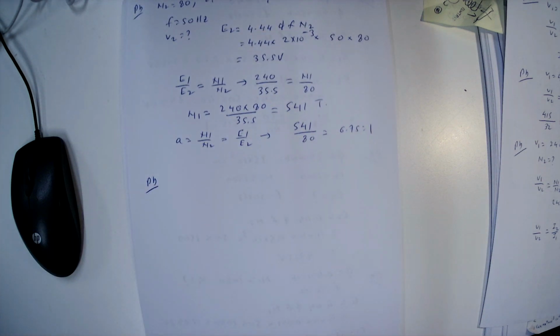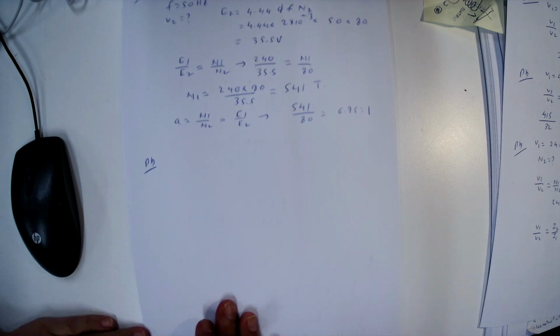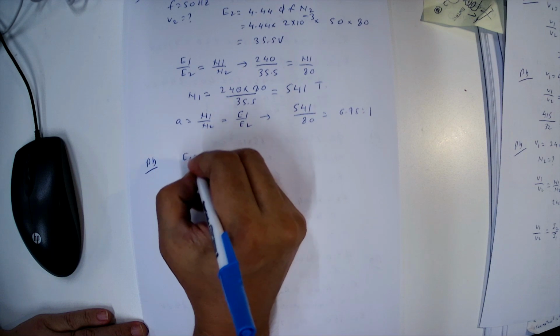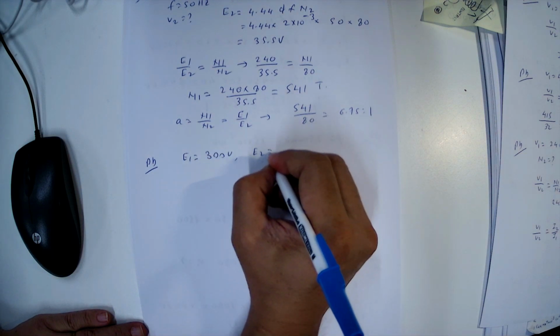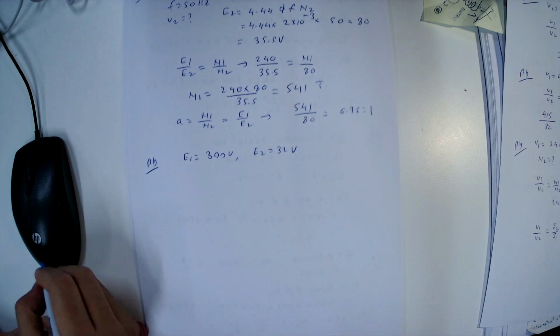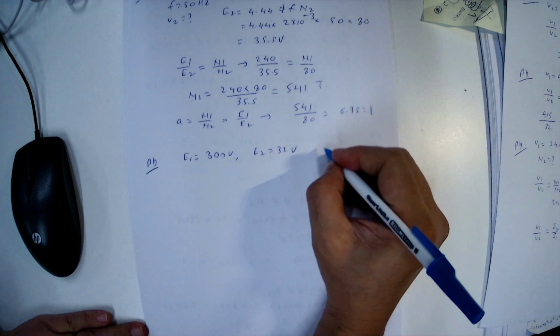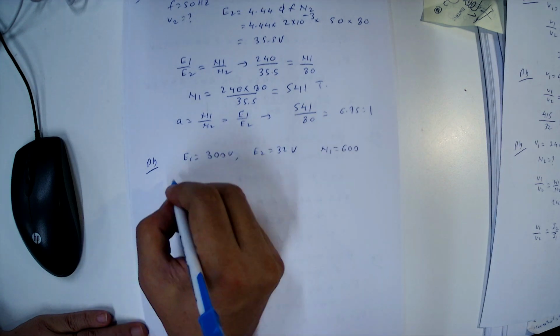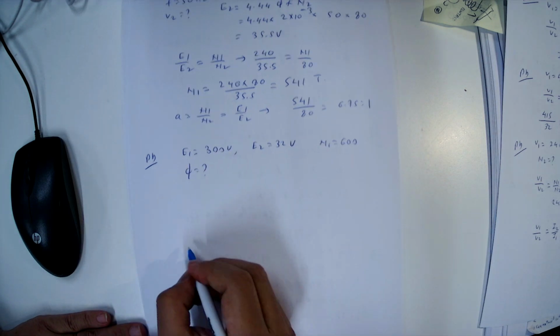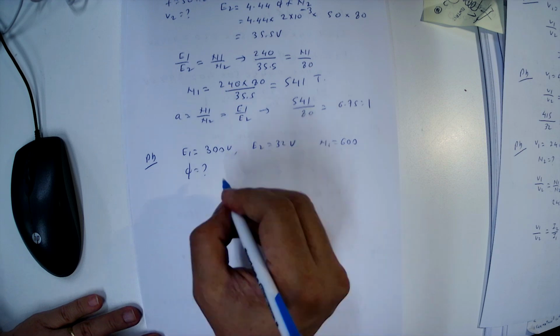A 300 volt, 50 Hertz single phase transformer with 600 primary turns. We need to calculate the maximum value of the core flux. So E1 equals 300 volts, E2 is 32 volts. Primary number of turns N1 equals 600. We have to calculate the flux. The frequency is 50 Hz.